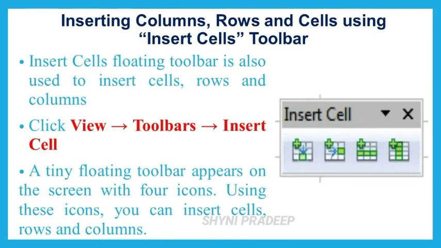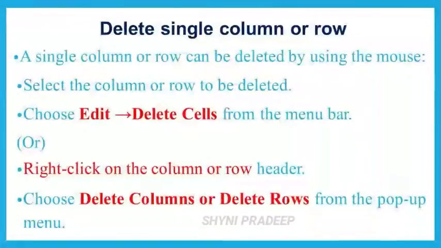Next topic is delete single column or row. A single column or row can be deleted by using the mouse. First select the column or row that you want to delete. Next select the edit, delete cell options from the menu bar. Otherwise, right click on the particular row or column, then select delete column or delete row from the pop-up menu.